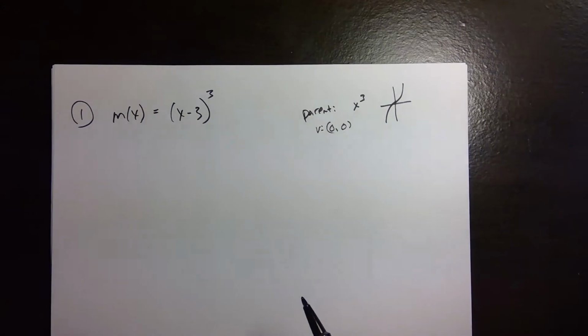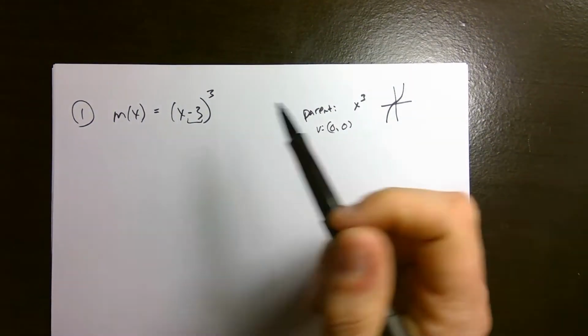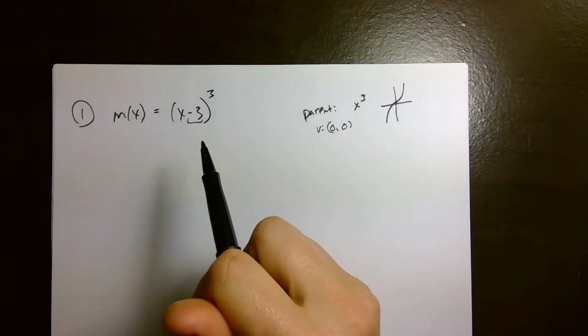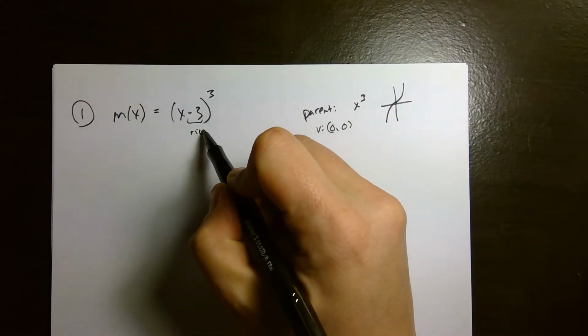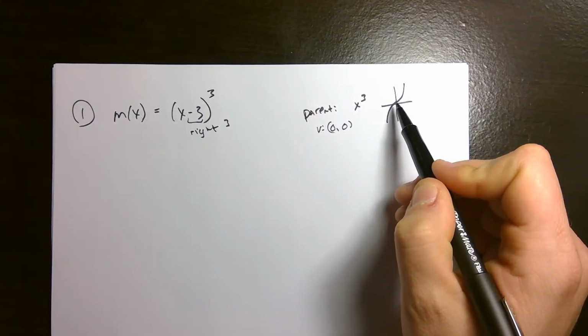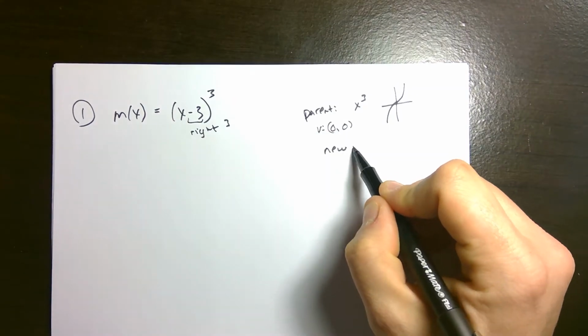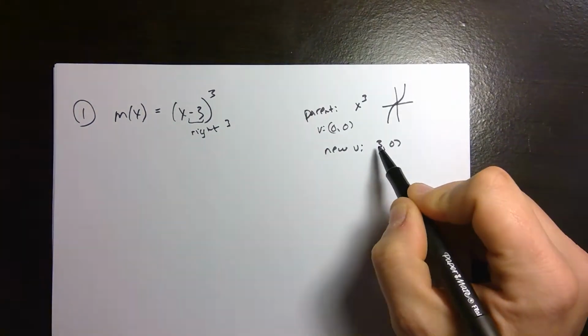And so in order for us to find our new vertex, we're going to say, hey, look, here's the only transformation that's happening. And in this particular transformation, it is telling me to go to the right 3 units. And so if I start at the origin or the vertex, which is 0, 0, and I go right 3 units, my new vertex is going to be 3, 0.